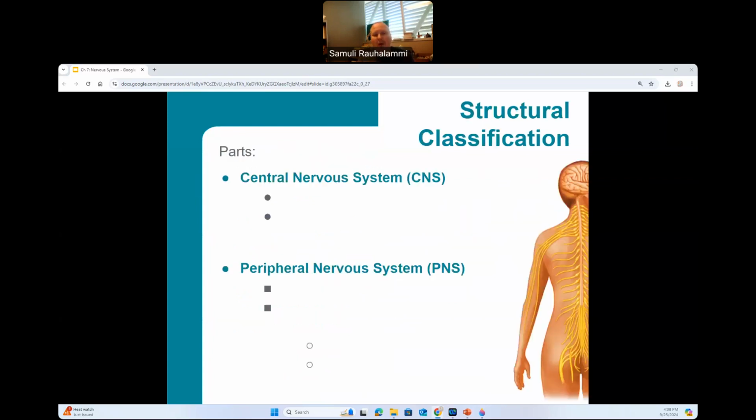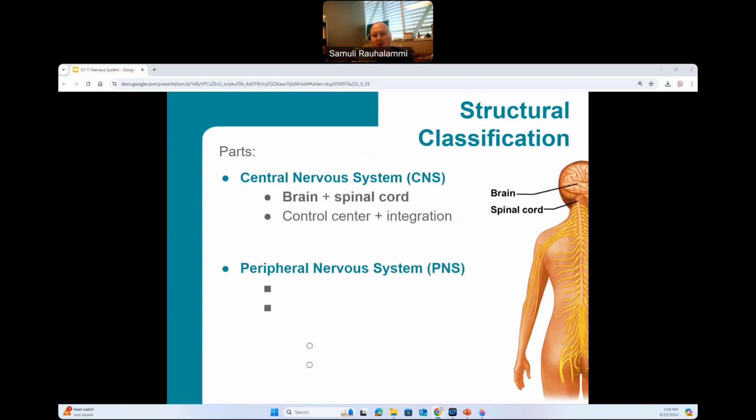Moving onwards, we can divide or classify the nervous system in two ways. First, based on the structures, and second, based on the activities that are involved. And we'll look at the structural classification first. So here we see a division into the central nervous system, which is often abbreviated as CNS, and the peripheral nervous system, which is abbreviated as PNS. And let's look at each of these.